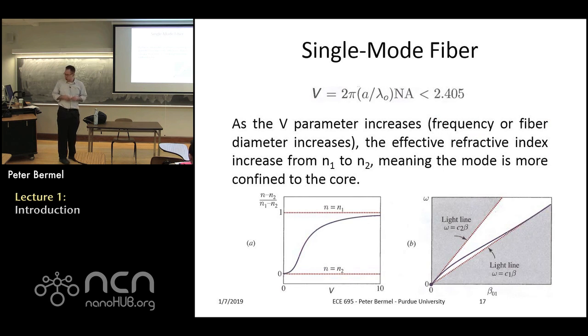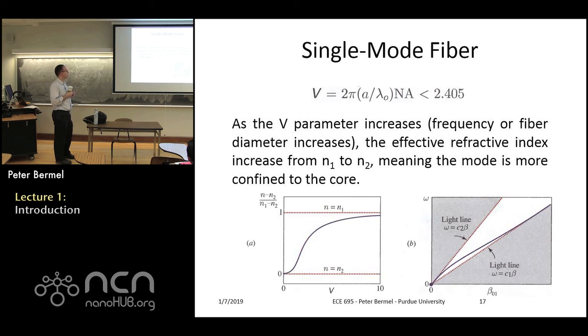The figure A. The V number goes from 0 to 10. You said that if the V number goes up to more than 2.4, then it's going to be multi-mode, right? If you change to multi-mode, then the refractive index is going to change as one type, not smoothly.